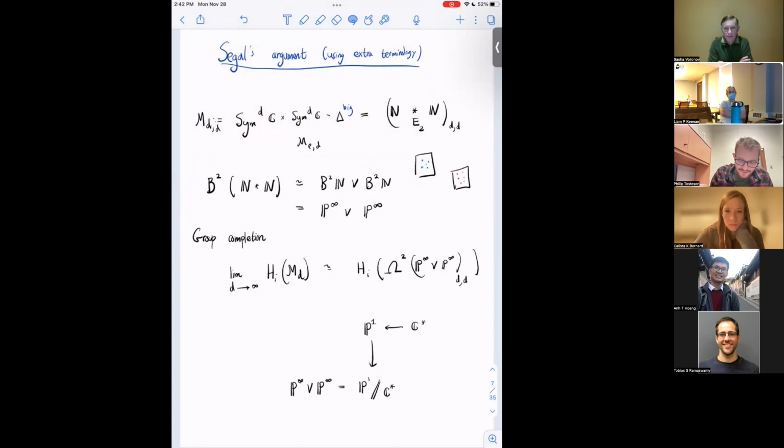And what this will end up telling you, using the group completion theorem, is that the homology of MD actually stabilizes to the double loop space of P infinity wedge P infinity.